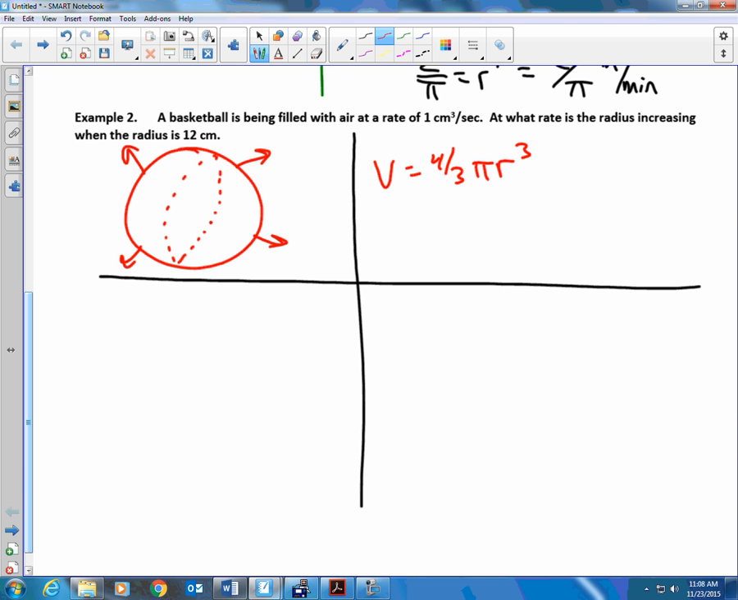I'm just trying to draw a sphere. You can draw it however you want. You don't need to make fun of mine.